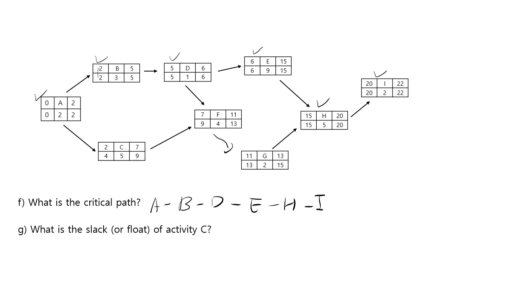Okay, what is the slack of activity C? We've already done that. Just simply take 4 minus 2, which is 2. That's all.